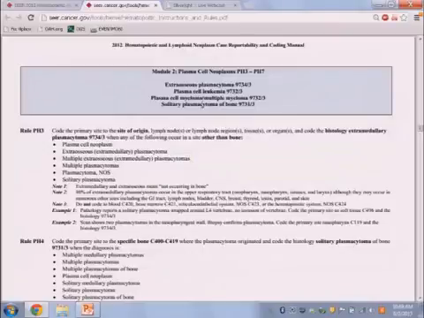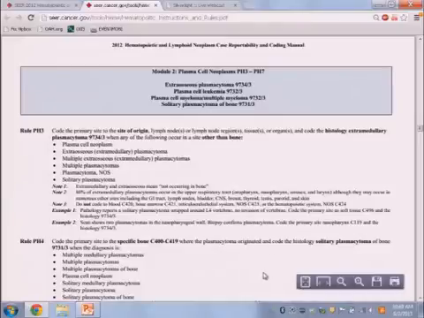And we go to module 2, which is the plasma cell neoplasms. Remember it said plasmacytoma? And our biopsy was of the pharynx, right? And it said go to rule PH, did it say 2 or 3? 3. And PH3 says code the primary site to the site of origin. And our site of origin was pharynx. Okay? And it also tells us to code our histology to extramedullary or extraosseous plasmacytoma. So this is how you know which site to choose and which histology to choose outside of the database.